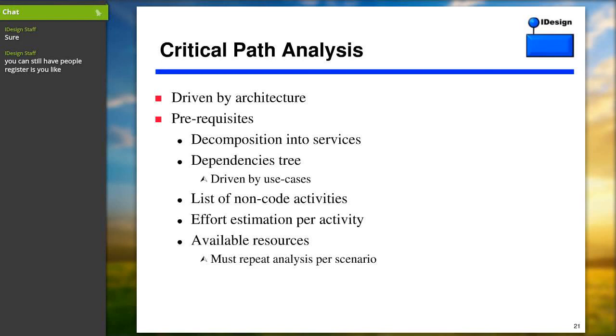You have all the known coding activities. There's no way of looking at the architecture and identifying out of it something like system testing or user interface design. You also need the effort estimation per activity, which we discussed before. And you also need the available resources. It's a very different network and a very different project design depending on the resources. In fact, you have to build several networks depending on the resources available. So it's not just a single solution. It's a multiple paths solution.